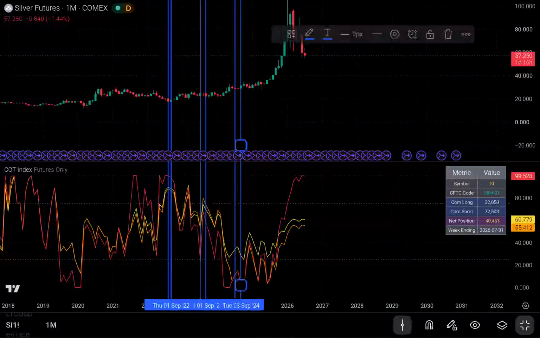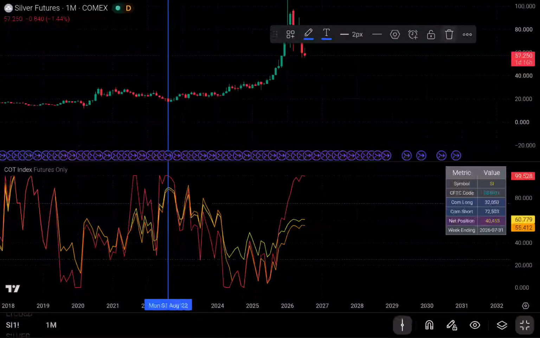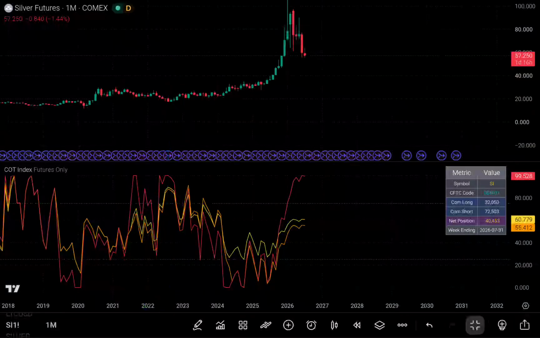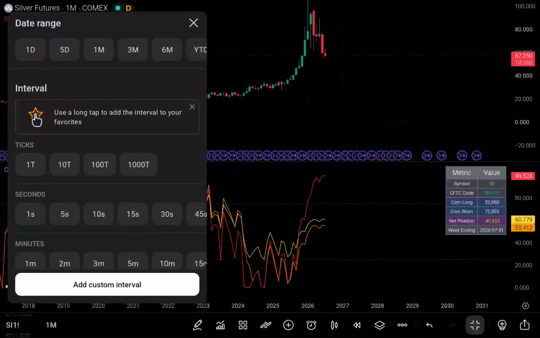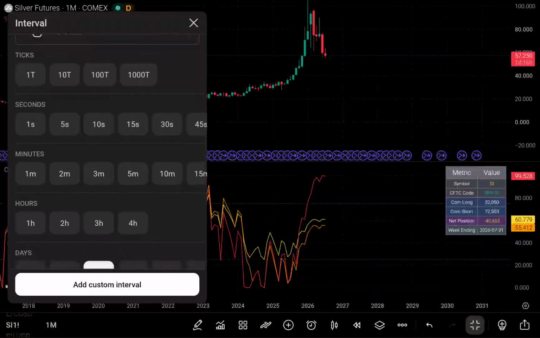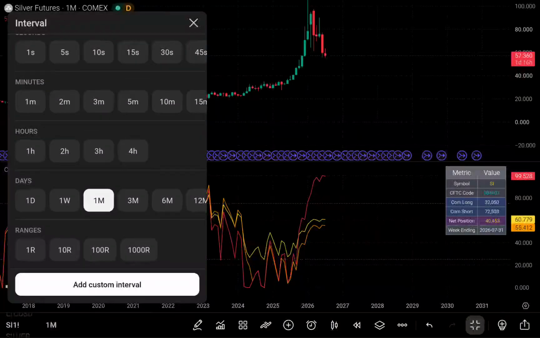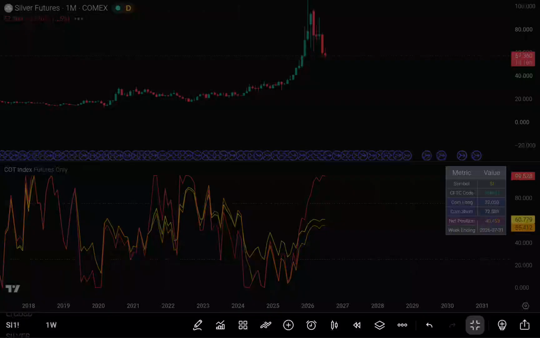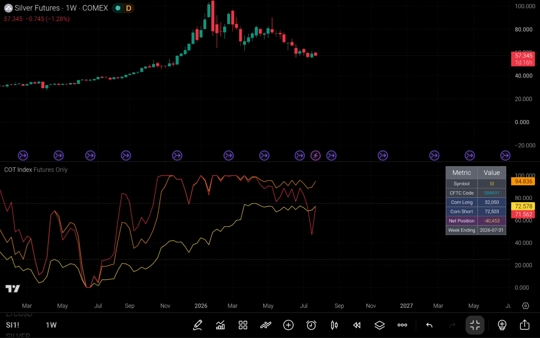One more thing you have to know. You can't open COT on silver spot itself. You have to open it in futures, because COT is commitment of reporters. It literally opens in futures. So that's something you have to know, and it has to be in weekly charts. So I'm going to go to the timeline and change it to weekly. Yep. So here we go.